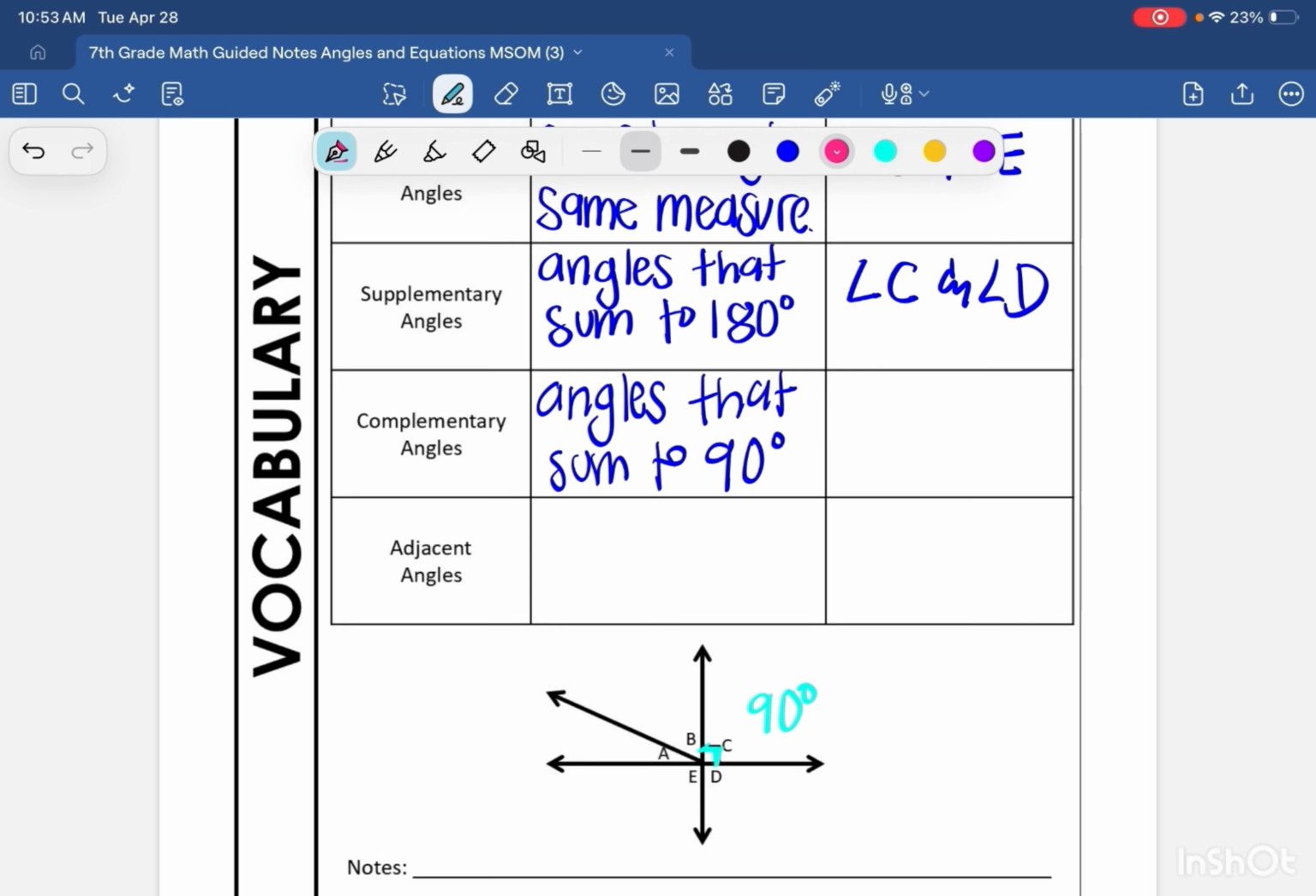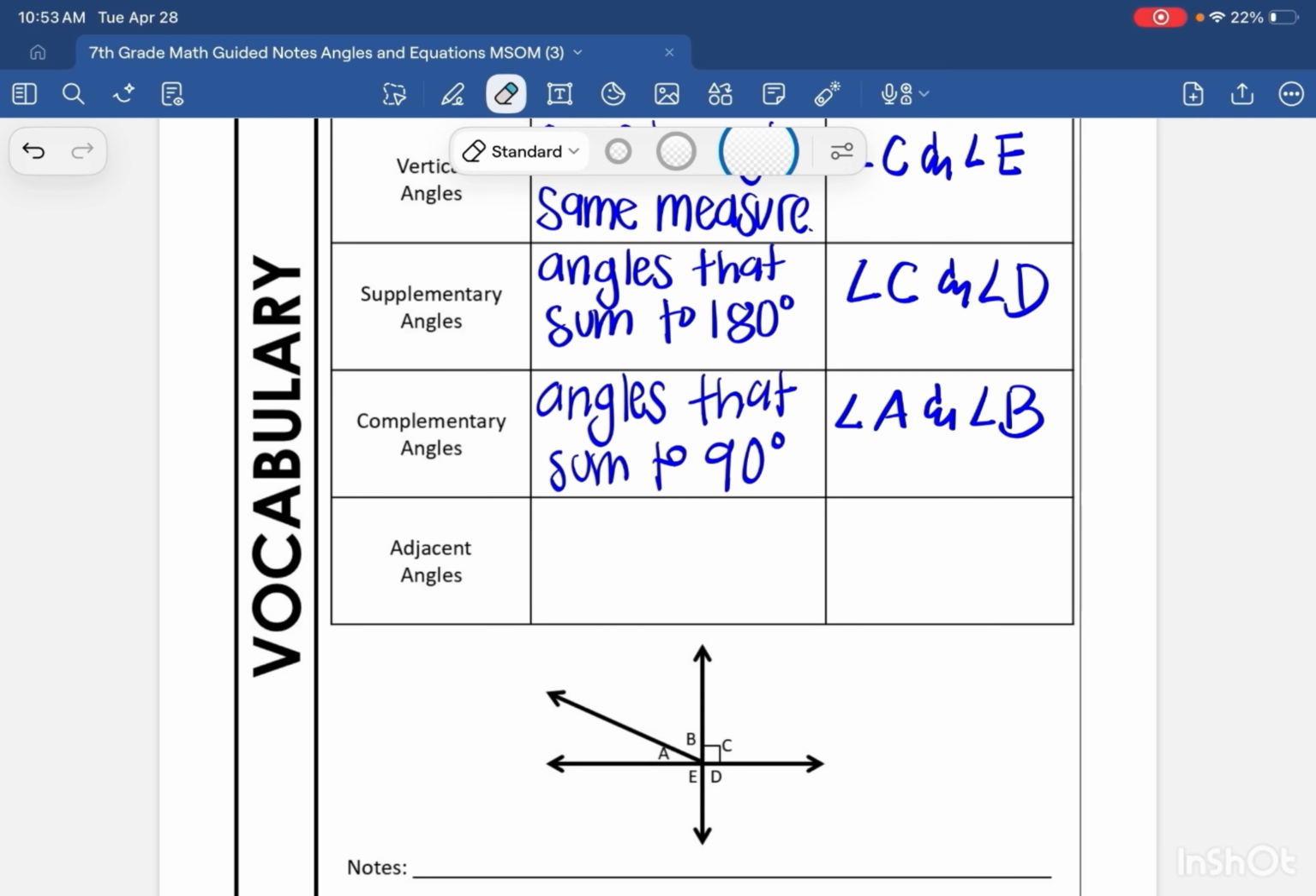Angle C is complementary with this whole angle right here, angle A plus angle B, because they form this line right there. So that means that angle A plus angle B have to equal 90 degrees. Therefore, angle A and angle B are complementary angles, right? If I sum them together, they're going to equal 90 degrees. So angle A and angle B.